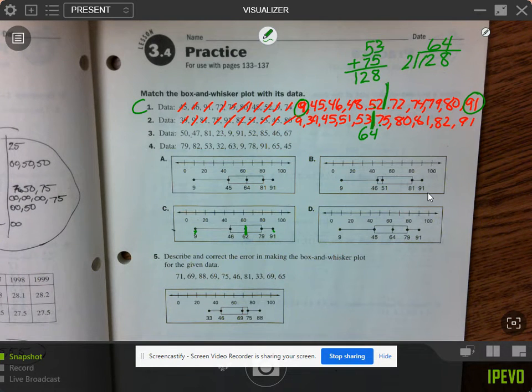So I know B is out because it has a different median. I know C is out because I've already used C. But A has 64 and D has 64. So do they both work for my data set? If we look at the data set for number 2, which one is the right box plot for it? D. Why do you think D?